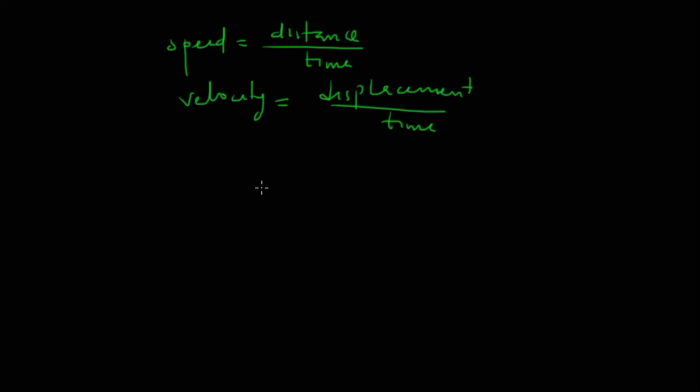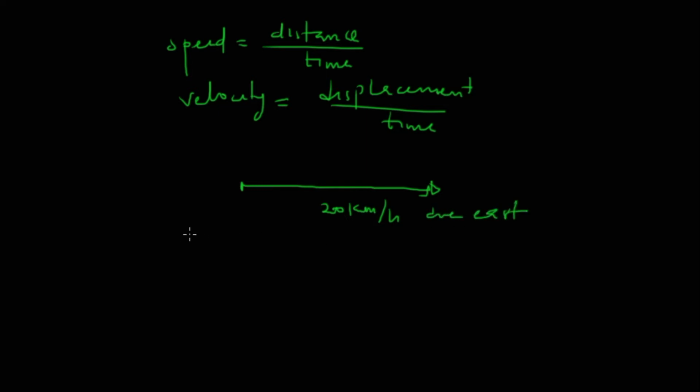So let's say that a bicycle moves in this direction at the speed of 20 kilometer per hour. This is the speed of that bicycle, but the velocity of the bicycle is 20 kilometer per hour towards the east, or due east.